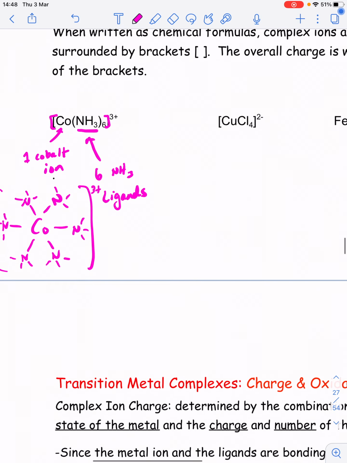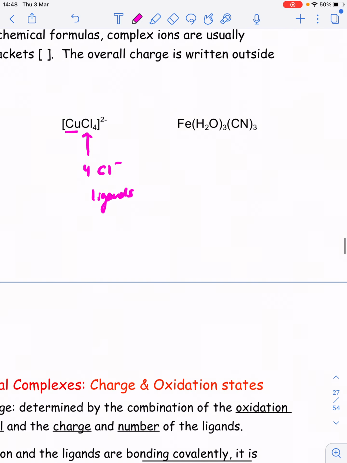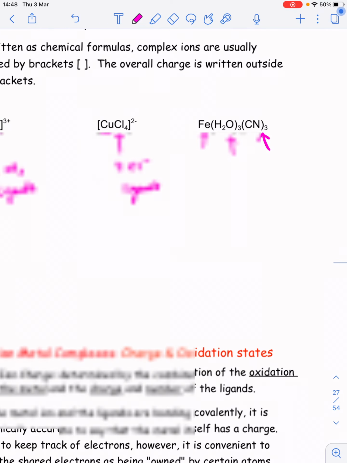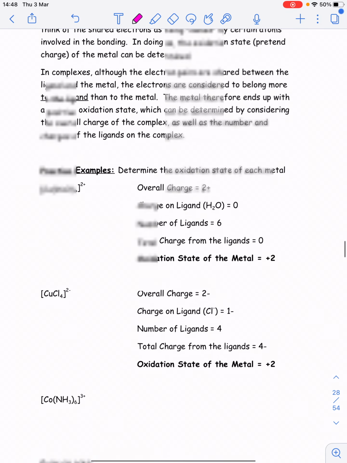Okay. Now, this one is a copper ion at the center, surrounded by 4 Cl- ligands. And over here, it looks like I have iron at the center. It has 3 water ligands and 3 cyanide ligands. So you can have more than one kind of ligand attached to the same metal as part of the same complex. It's all possible.